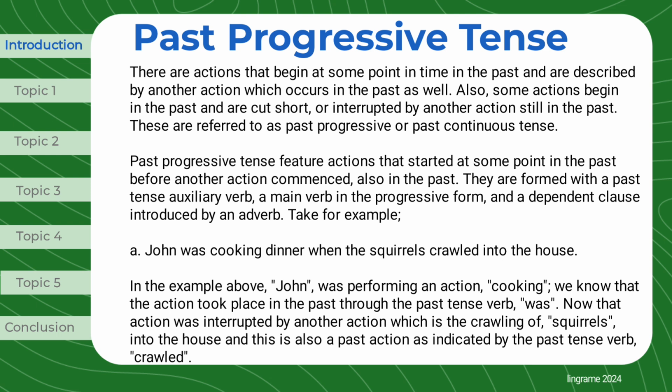In the example above, John was performing an action, cooking. We know that the action took place in the past through the past tense verb, was. Now that action was interrupted by another action, which is the crawling of squirrels into the house, and this is also a past action as indicated by the past tense verb, crawled.